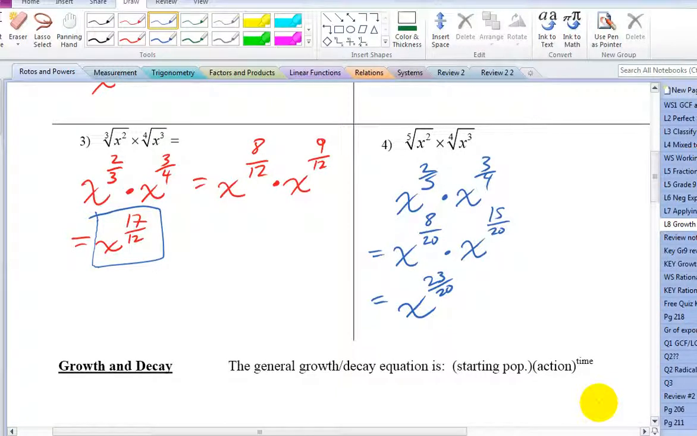Okay, how was that? X exponent 23 over 20? Hands up, you got that. Okay, good.